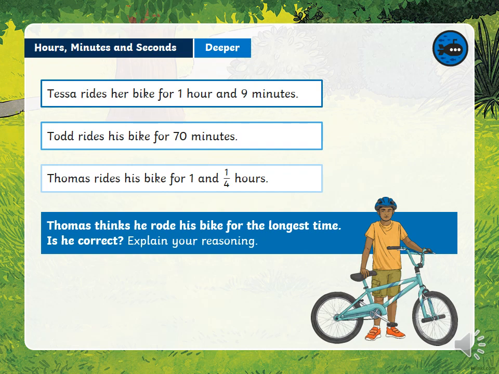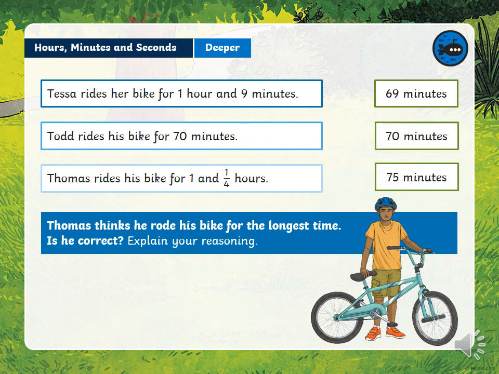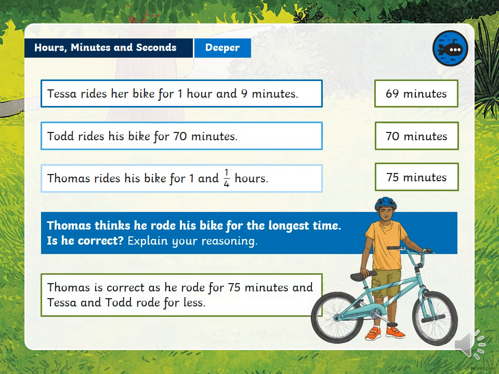So what I want you to do is now pause the video and figure out in minutes how many minutes Tessa rode her bike for, Todd, and then Thomas. And then once you have converted all three times into minutes, you'll be able to figure out who has ridden their bike for the longest. So Tessa rode it for 69 minutes, Todd 70 and Thomas 75. Thomas is correct, as he rode for 75 minutes and Tessa and Todd rode their bikes for less.